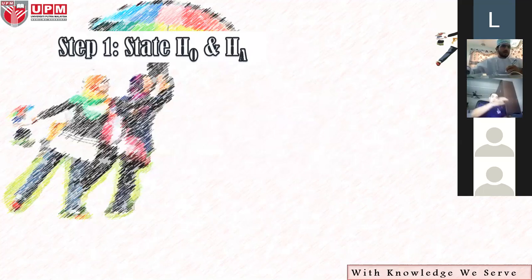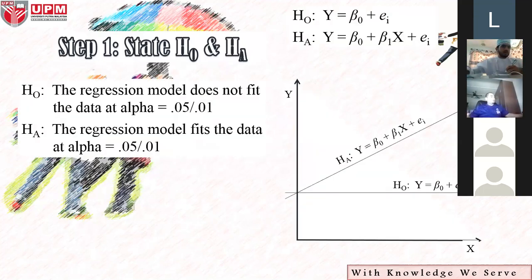To state your hypothesis, you can just state that there is the regression. This is for the overall model, but basically, when you do your research, rarely do students state the overall model. But this is the overall model. H0: the regression model does not fit the data. And then for the research hypothesis: the regression model fits the data at alpha 0.05 or 0.01.